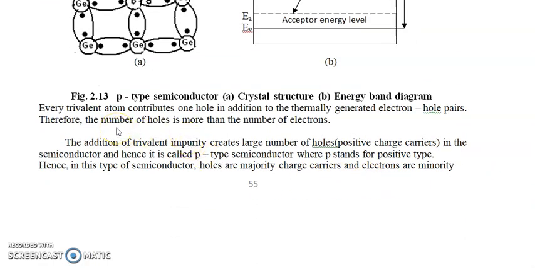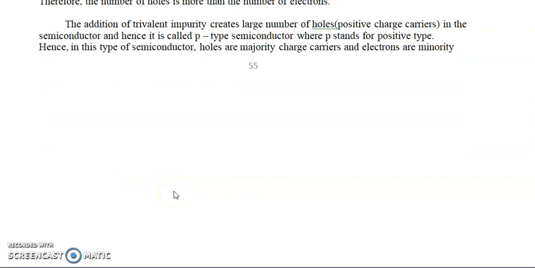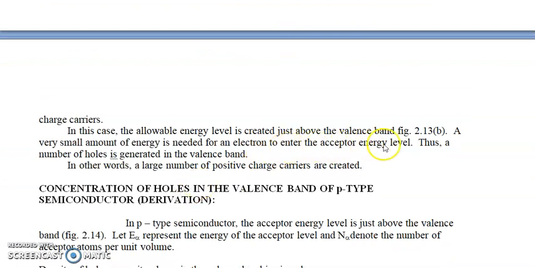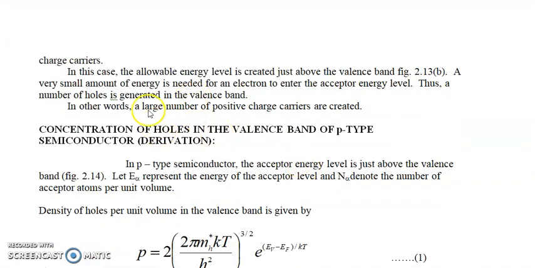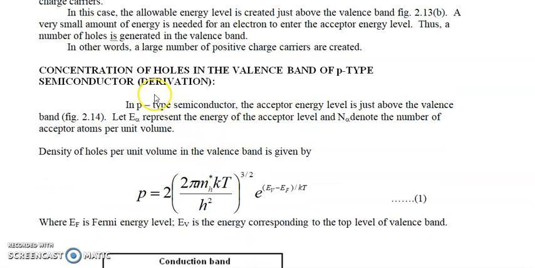In this case, each trivalent atom contributes one hole, in addition to thermally generated electron-hole pairs. So if you add more impurity atoms, more holes are available in the semiconductor. We already discussed that the allowed energy level, or acceptor level, is just above the valence band. In a p-type semiconductor, a large number of positive charge carriers are created, or more holes are available. Here we are going to derive the mathematical expression for a p-type semiconductor.